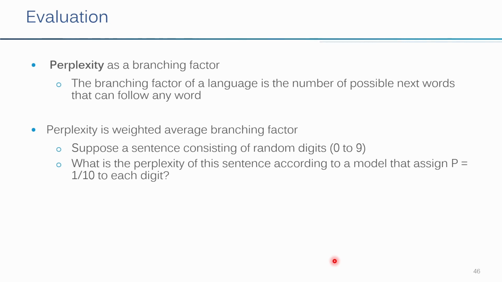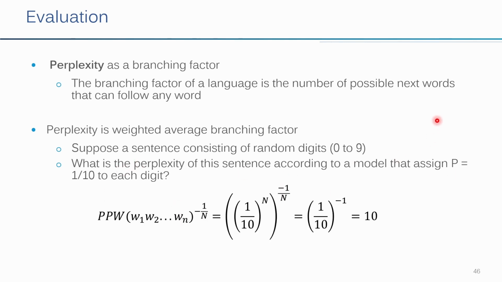So perplexity is a branching factor, pretty much the weighted average branching factor. The branching factor of a language is the number of possible next words that can follow any other word. So the more possibilities you have, the higher this value will get, right? Suppose we have a sequence consisting of random digits from 0 to 9. What is the perplexity of a sentence according to a model in which the probability equals 1/10 for every single digit?